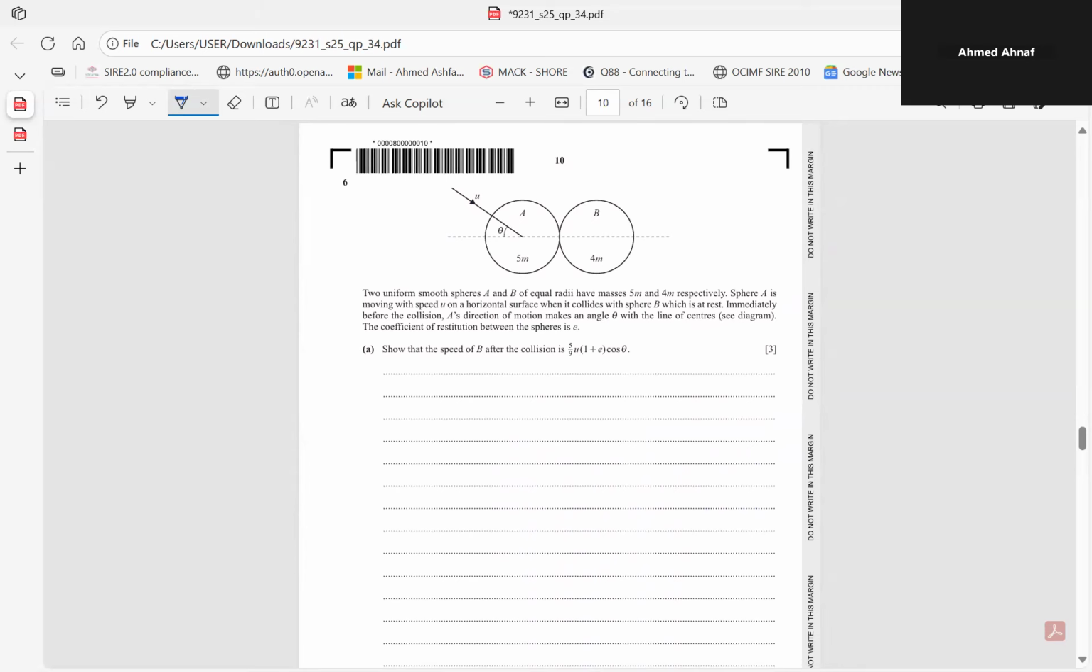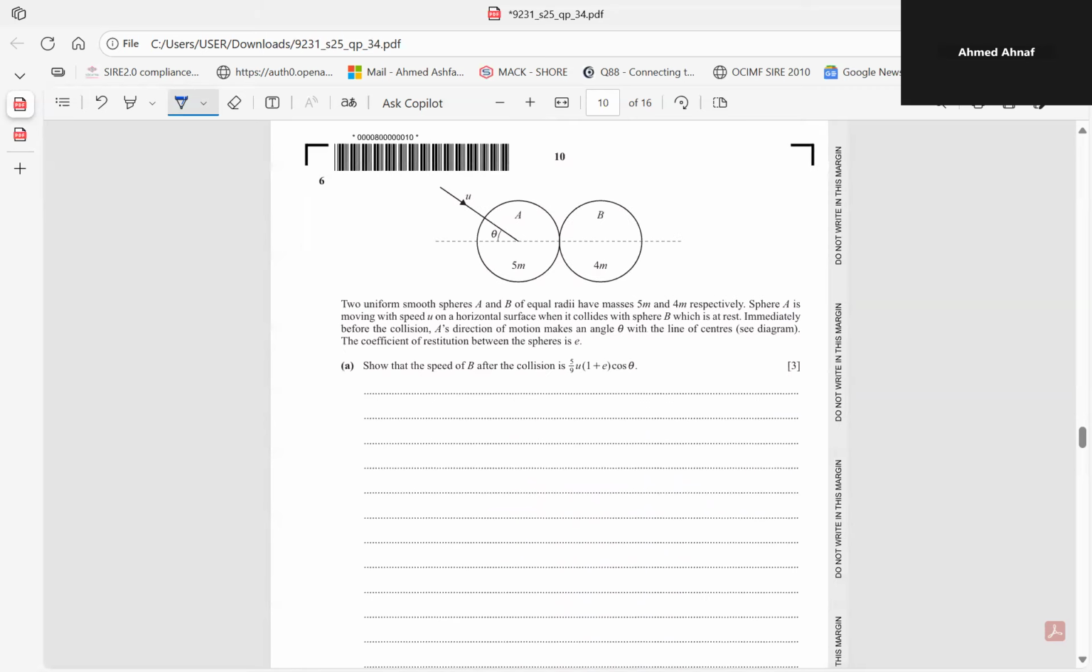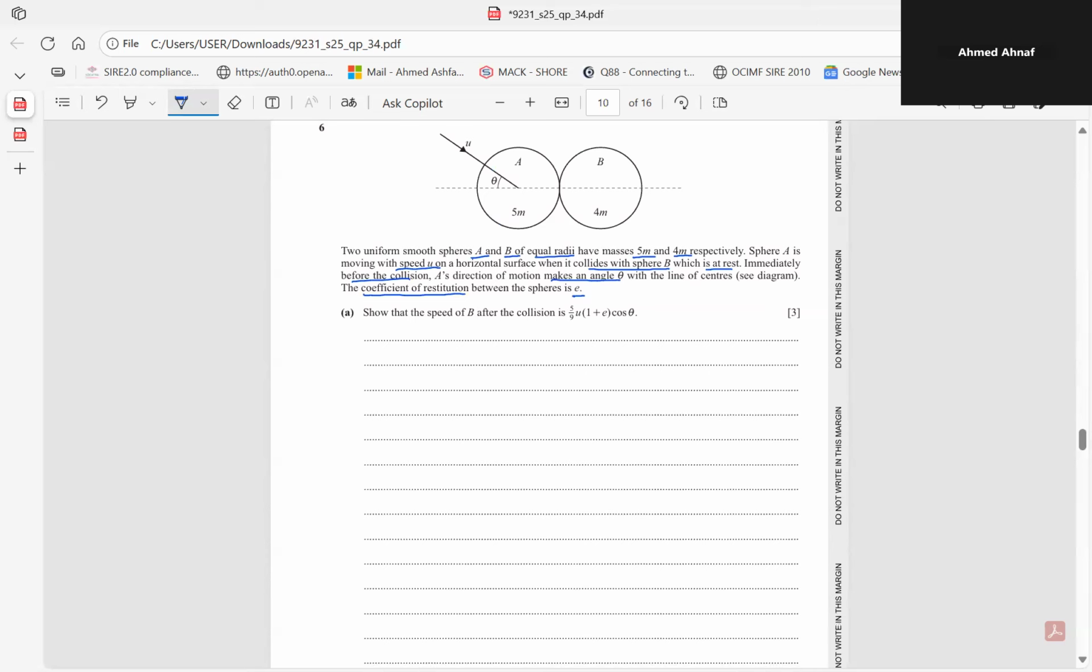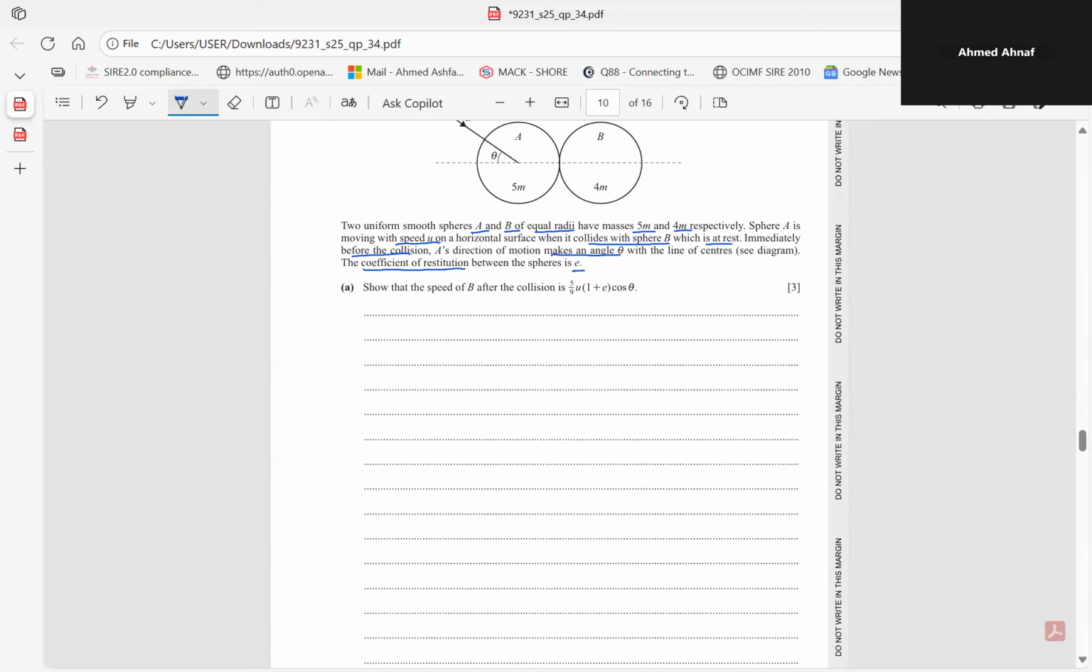Okay, so for this question, we are told that two uniform smooth spheres A and B of equal radii have masses 5m and 4m respectively. Sphere A is moving with speed u on a horizontal surface when it collides with sphere B when it is at rest. Immediately before the collision, A's direction of motion makes an angle theta with the line of centers. So it's all given in the diagram. And then finally, we're told that the coefficient of restitution between the spheres is e. Okay, so for this part, we have to show that the speed of B after the collision is this much.